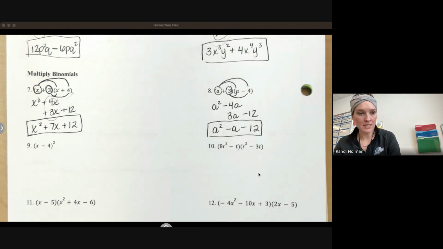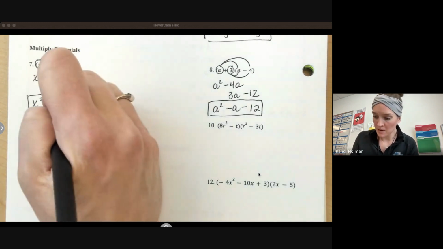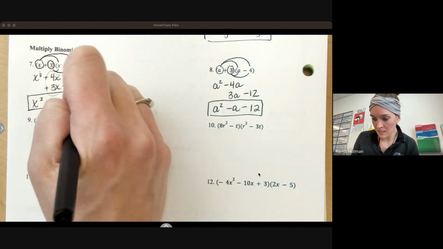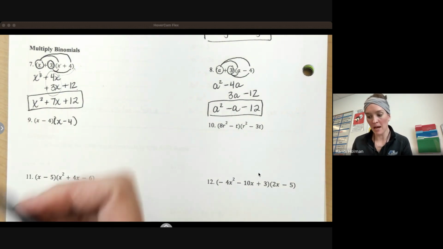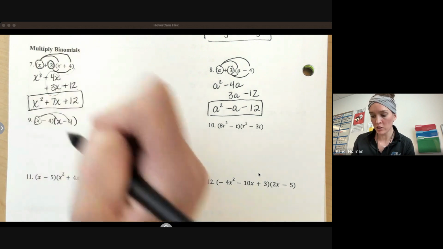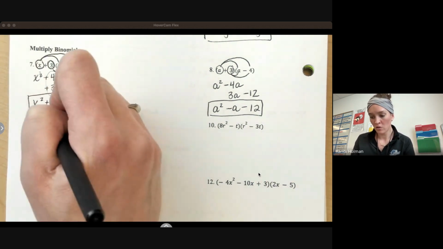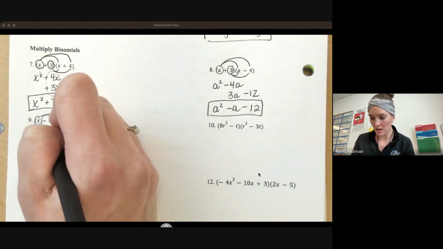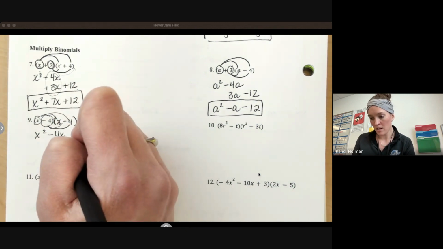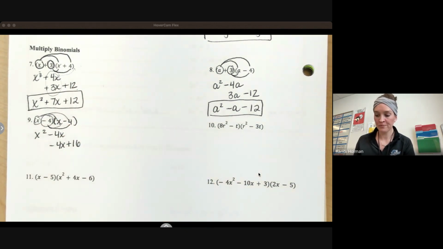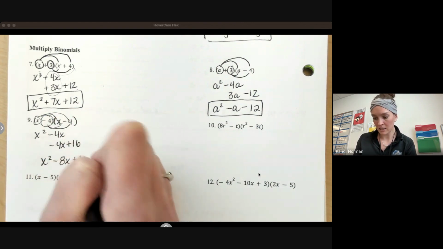Okay, this next one looks a little different, but really it's the same thing, because what does it mean to square something? It means take that thing times itself. So if you have a binomial squared, you're really multiplying a binomial times a binomial. We're going to do the same thing. Grab your first term, multiply it by both terms. Grab your second term, make sure you bring that negative with you. -4 times x is -4x. -4 times -4 is positive 16. We end up with x squared minus 8x plus 16.